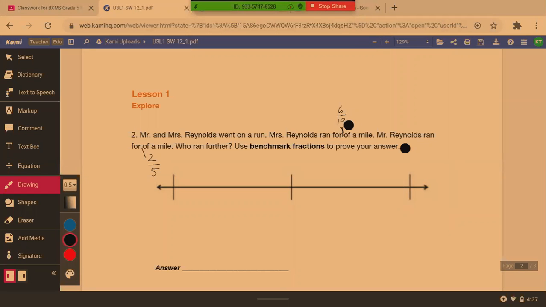So here I went and checked and we have Mr. and Mrs. Reynolds went on a run. Wow, couple goals. Mrs. Reynolds ran for 6/10 of a mile and Mr. Reynolds ran for 2/5 of a mile. Who ran further? Use benchmark fractions to prove your answers. So we are comparing 6/10 with 2/5. Which one is bigger? Who ran further? That's what we are doing in this problem.